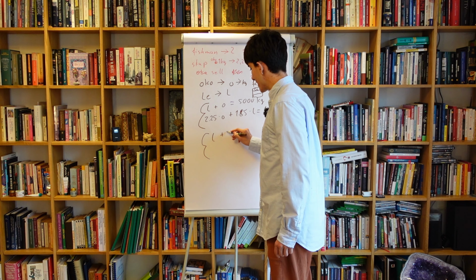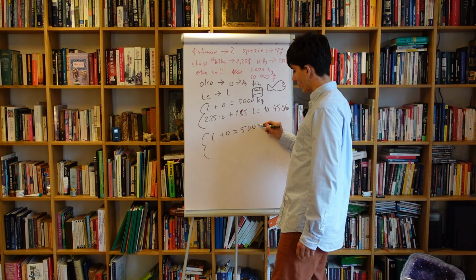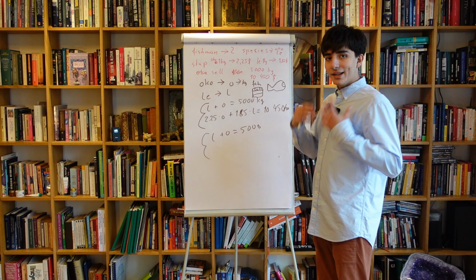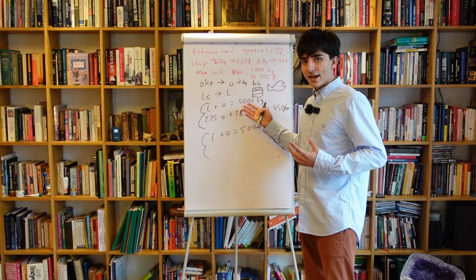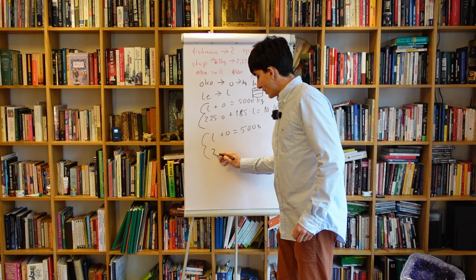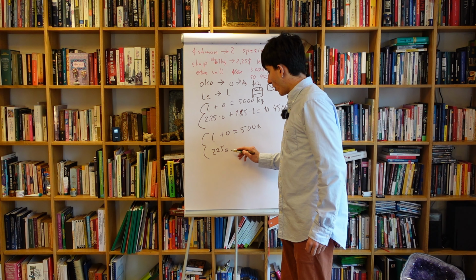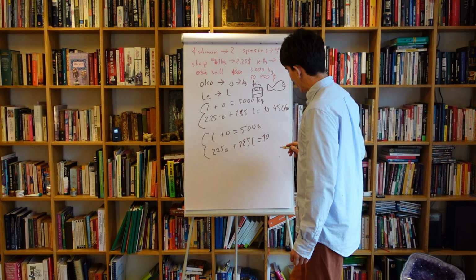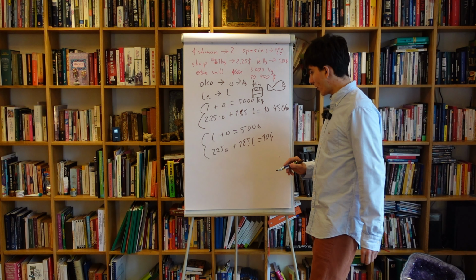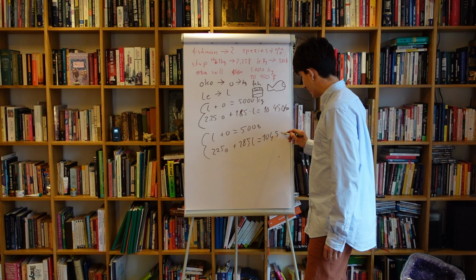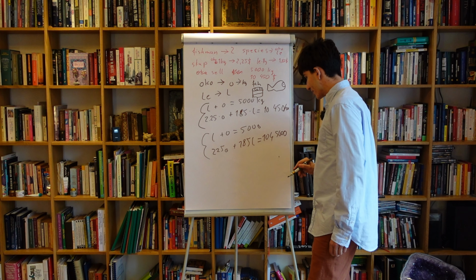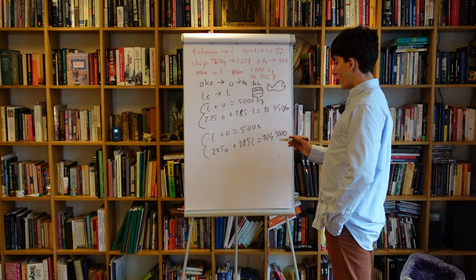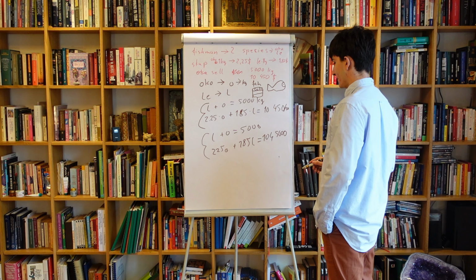And we'll get that L plus O is equal to 5,000. We don't write kilograms, since it is already in the equation. And here we'll get 225 O plus 185 L is equal to 1,045,000.